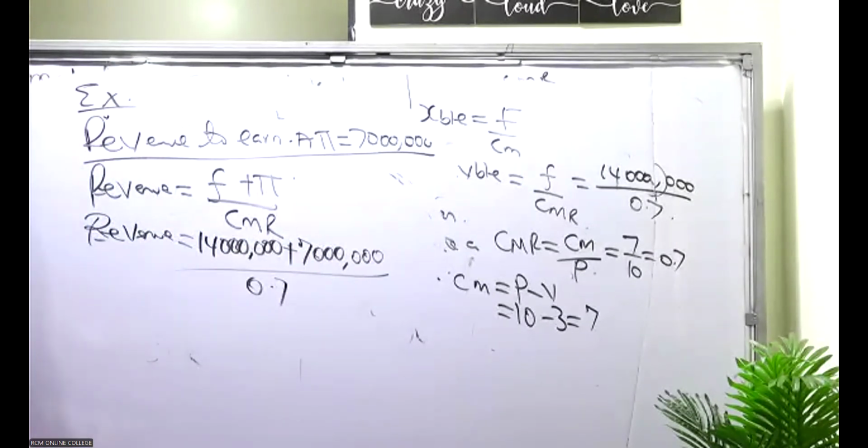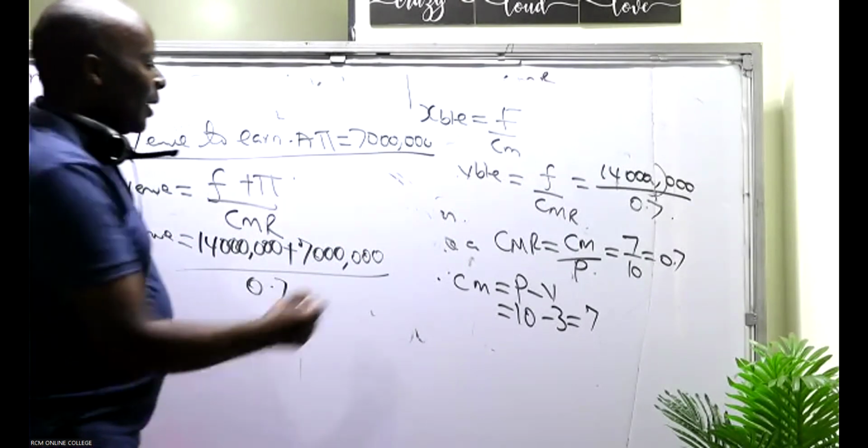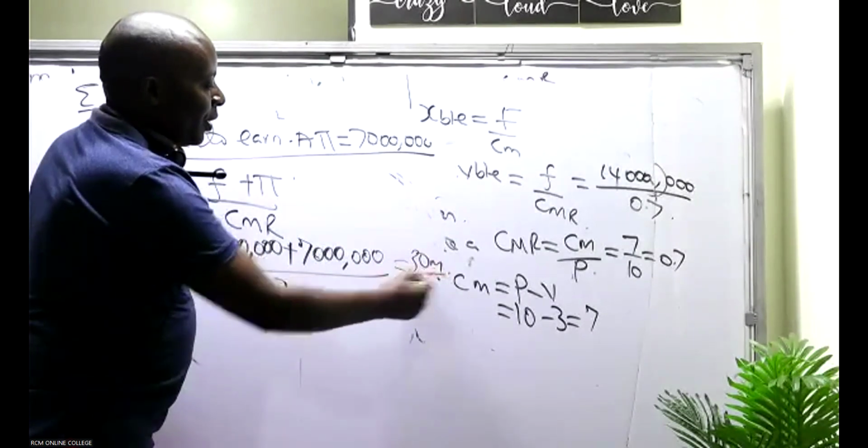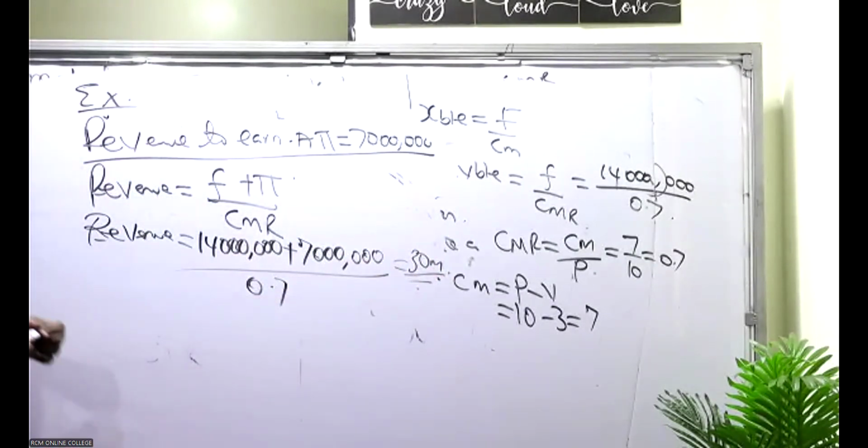Can somebody confirm what answer they're getting here? Henry tells me 30 million. So this will be 30 million. Thank you so much. 30 million. All right.